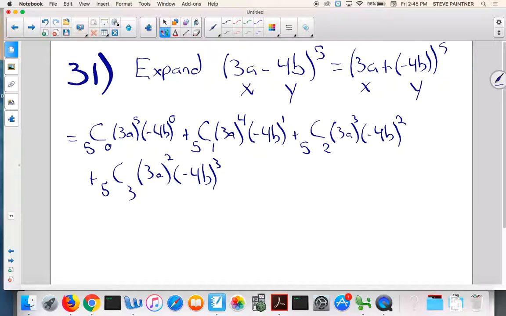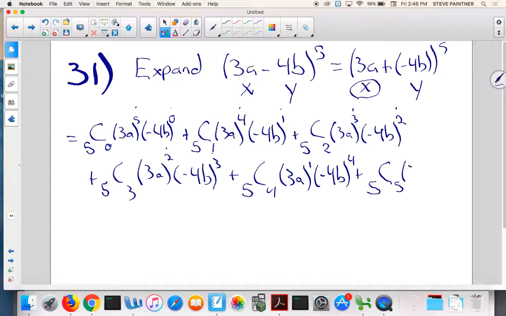Just notice that your powers always add up to 5. So 5 and 0, 4 and 1, 3 and 2, 2 and 3. And as we move along, the x term is getting smaller powers and the y term is increasing. So now we have 5 choose 4, 3a to the first power, negative 4b to the fourth. Last term, 5 choose 5, 3a to the 0th power, negative 4b to the fifth. Okay, so that's the whole thing written out.